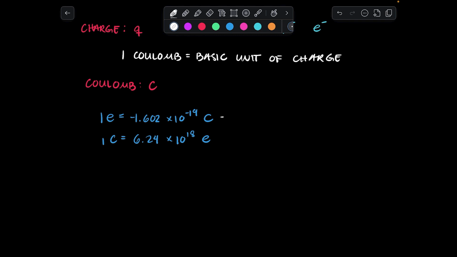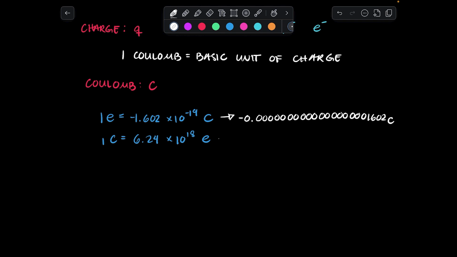We can rewrite this as negative 0.0000000000000000, that's actually 18 zeros followed by 1602 coulombs of charge. That is a very small amount of charge.